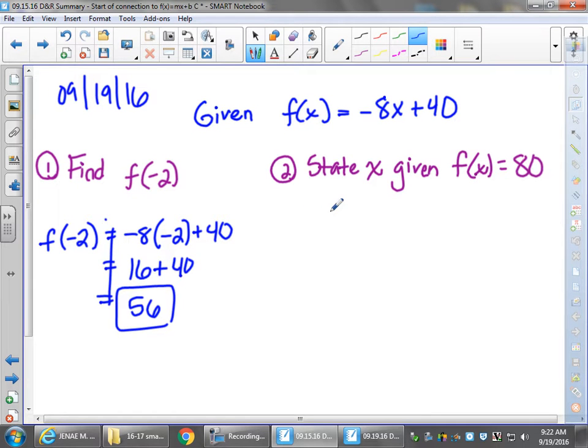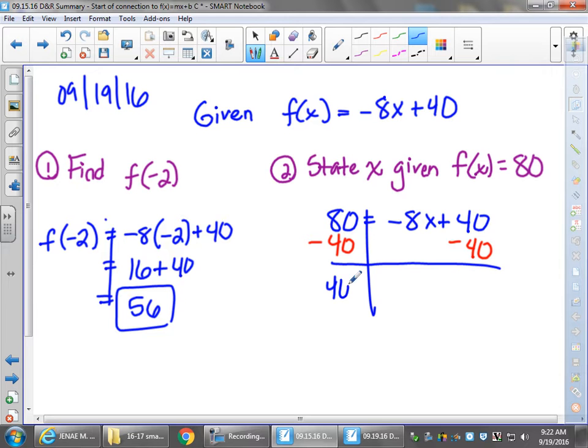Here, I'm being given a y value, so I plug in 80 for the output, and I will be solving for x. I need to subtract 40 from both sides. That leaves me with 40 equals negative 8x. I need to divide by negative 8. Make sure we don't drop that negative. X equals negative 5.